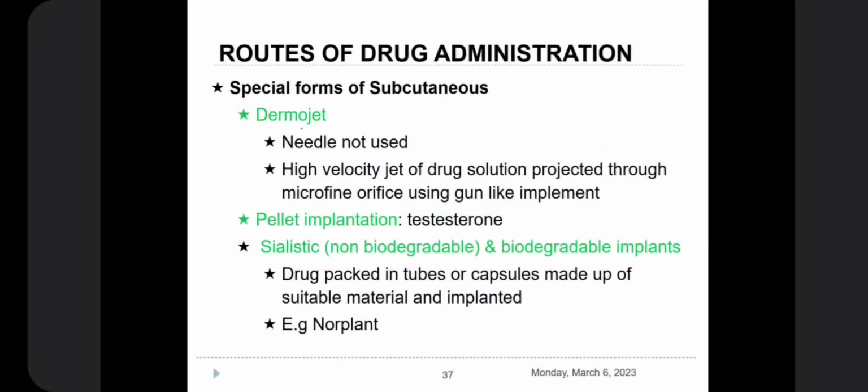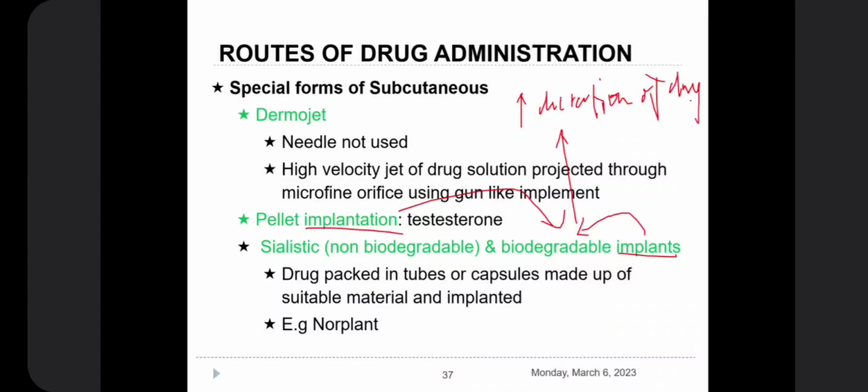Next one is for some special forms of subcutaneous, like gel, pellet implantation, and solid or biodegradable implants. Why do we use implants? Because when we use these special forms, it will increase the duration of the drug. Yeah, very long. Maybe 1 week, and even longer, up to 1 month. So when you give it, you have a very long duration and do not need to use the drug very frequently, which decreases the number of administrations. So we use some special forms of subcutaneous.